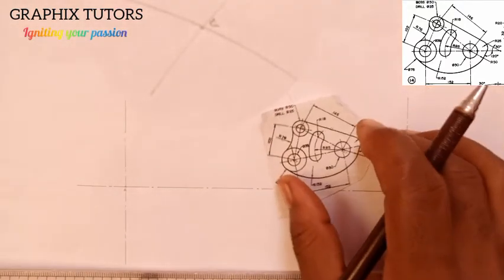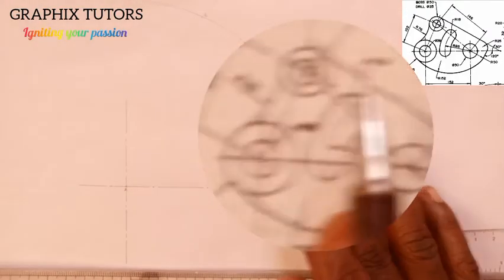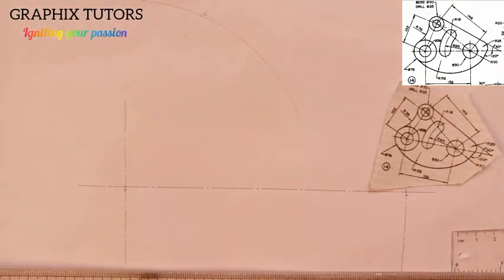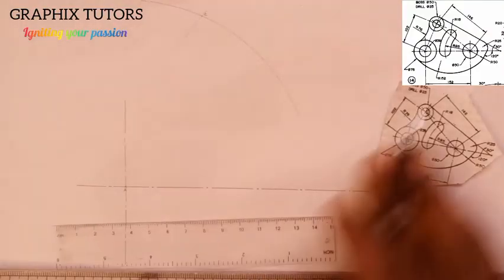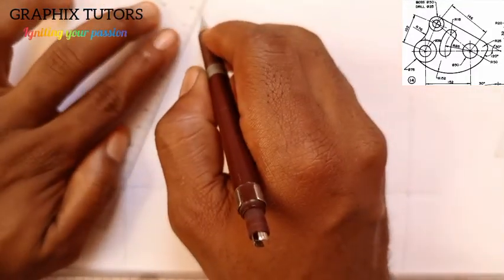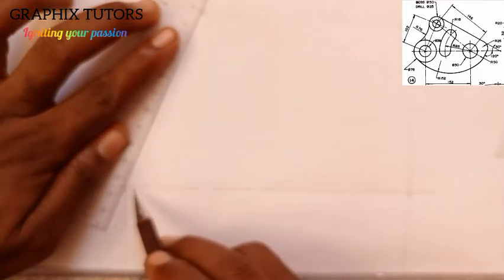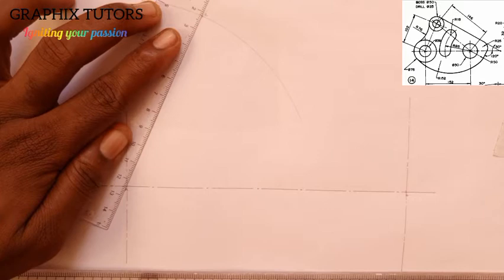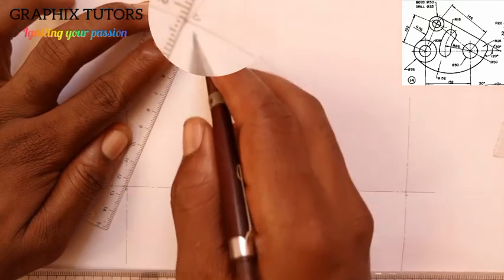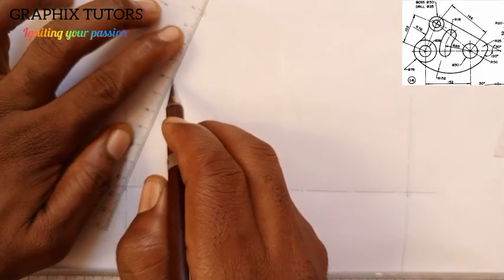That is the point here, right? Point C. Now I'll join them with a center line. With the help of my meter rule, on point C, I'll draw a center line from here to here. Can you see that? From here to here. So I'll draw one long, one short, it is a center line.